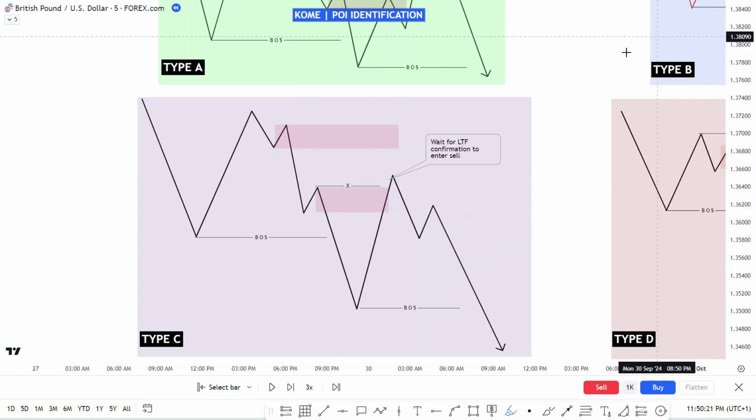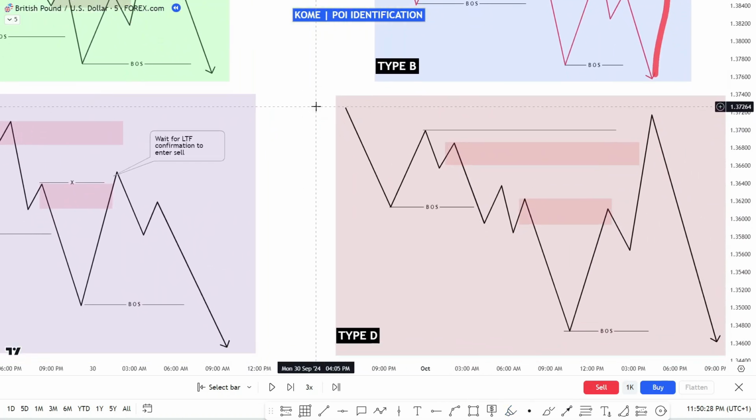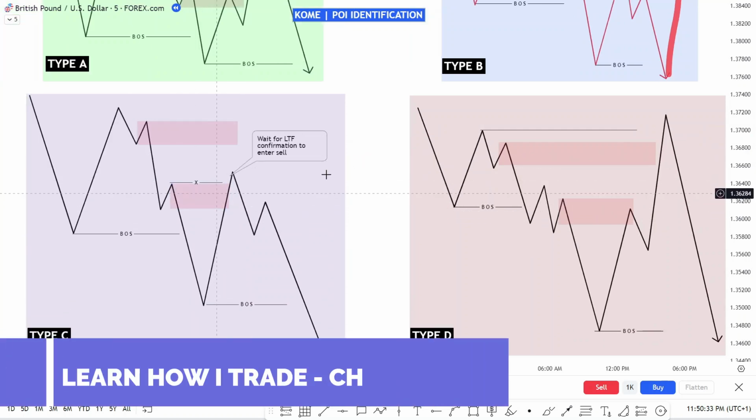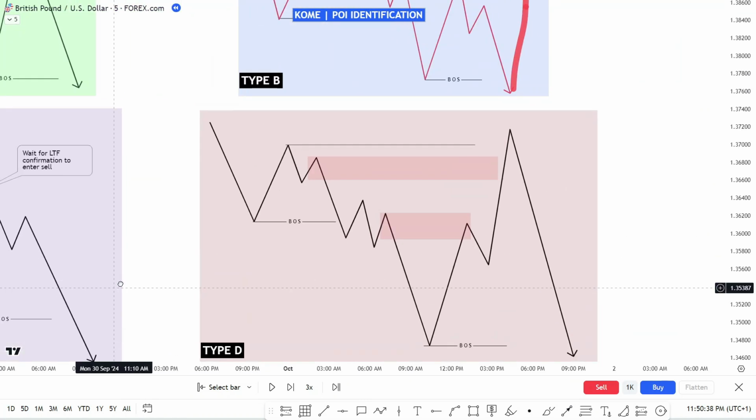So let's go to the last example so that we can go to the chart, so that you can learn a whole lot about this. All right, so what happens if price does something like this? This is type D.